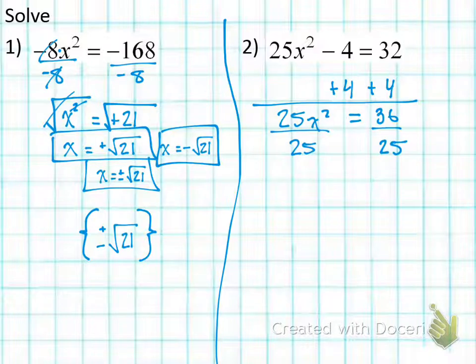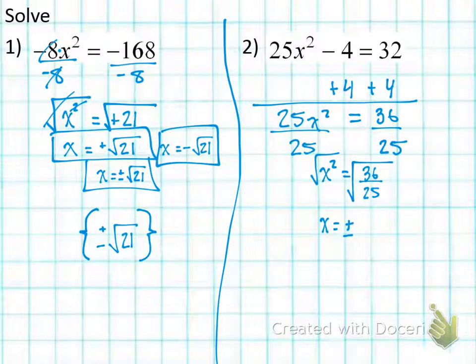So we get x squared is equal to 36 over 25. I can't simplify this, so now I take a square root of both sides since x squared is already isolated. So I'm going to square root this side and the right side. So we get x is equal to positive and negative square root of 36 over square root of 25.